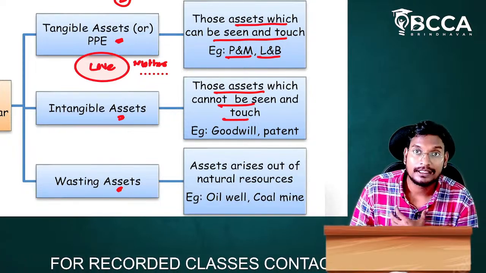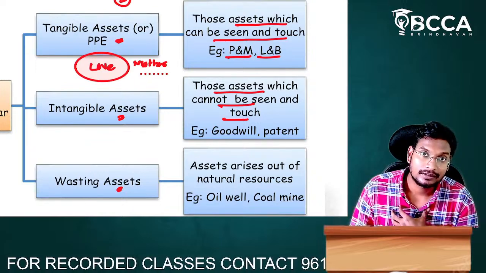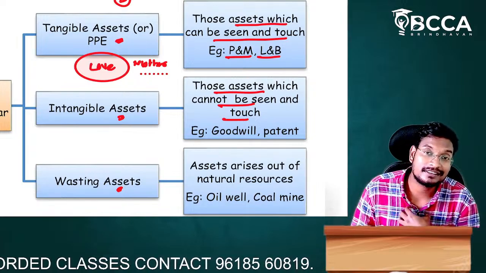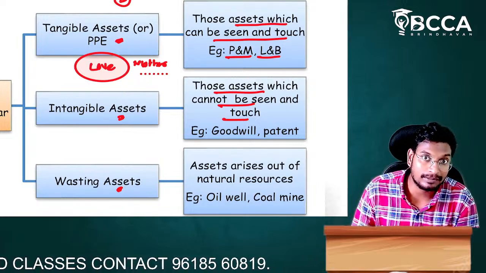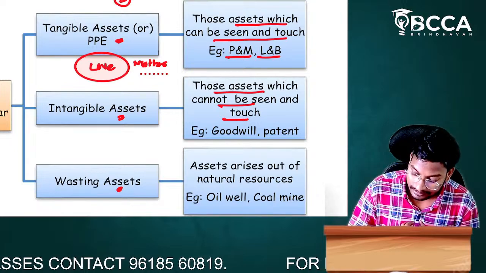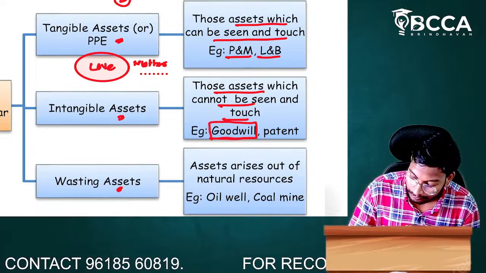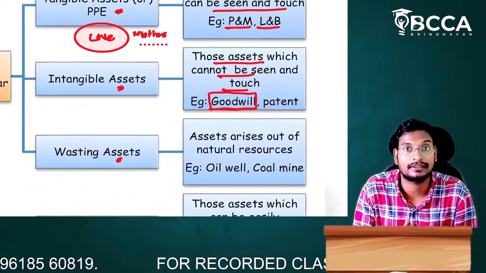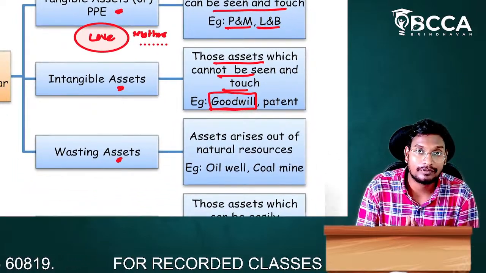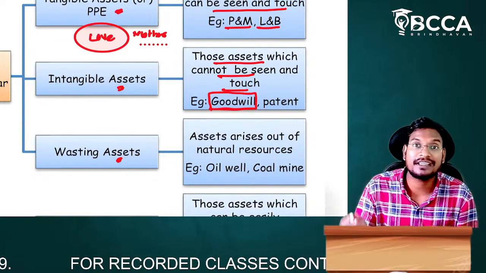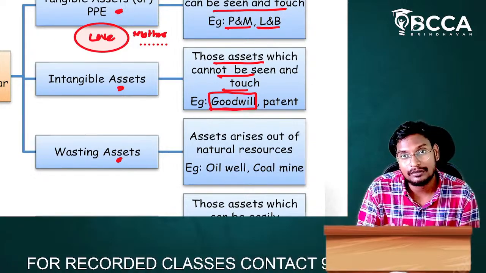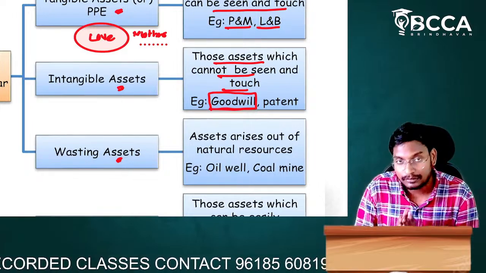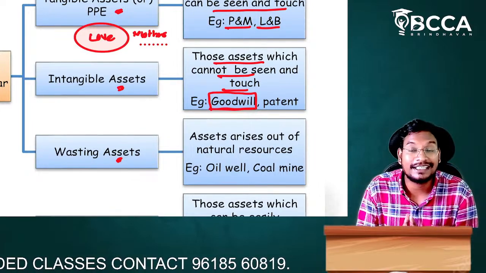In the same way, some kinds of assets exist for the business. Those assets we cannot see and cannot touch, but we can feel them. For example, goodwill. What is the meaning of goodwill, sir? Goodwill means the brand value of the organization. We may call it the reputation of an organization, or brand value. Here the reputation is called goodwill. Sir, here the goodwill is one kind of asset for the business.